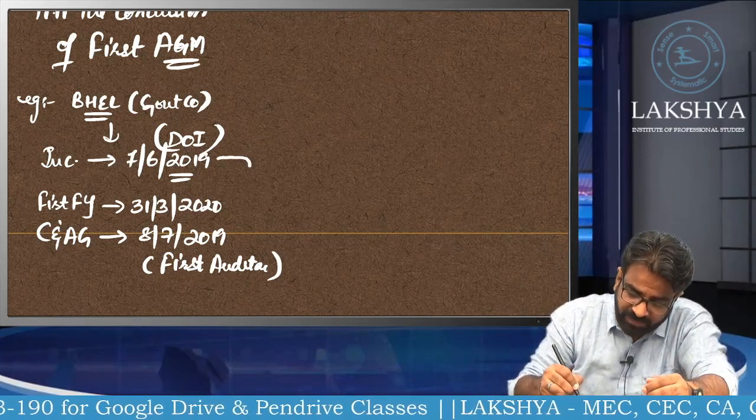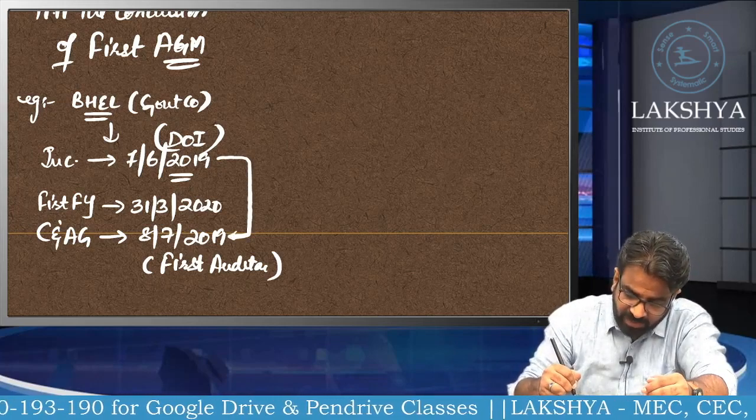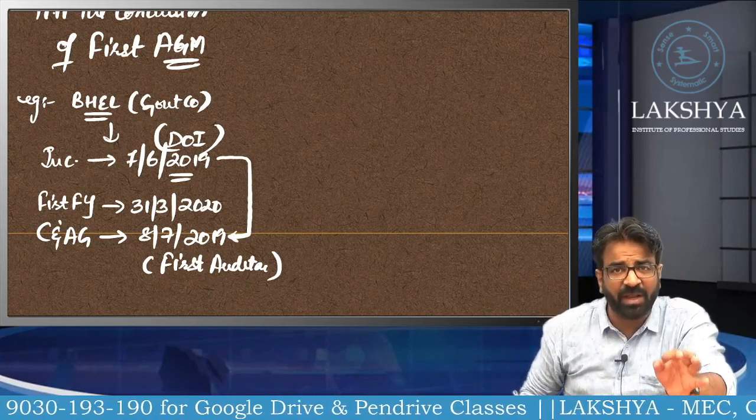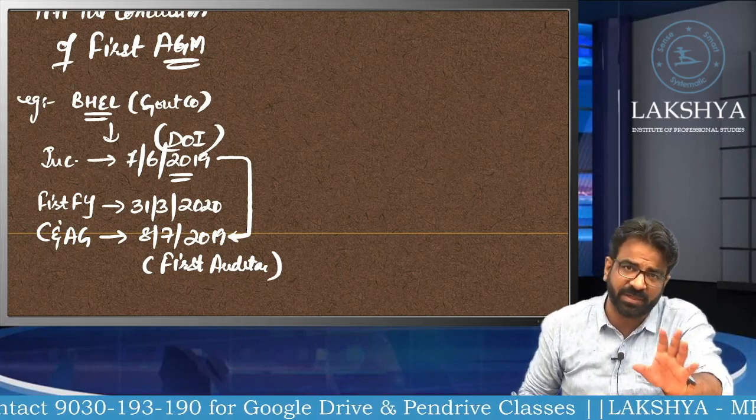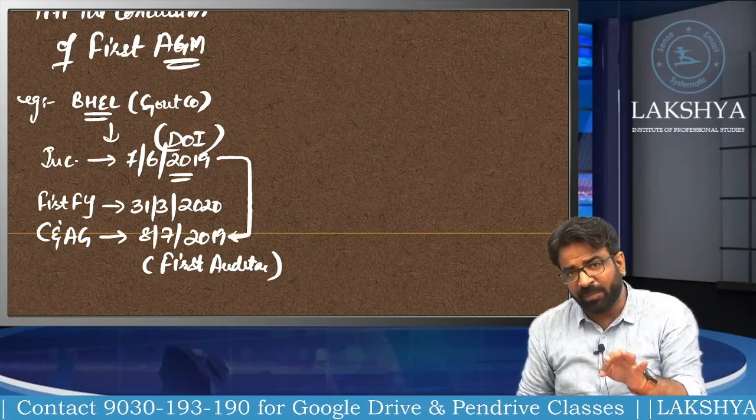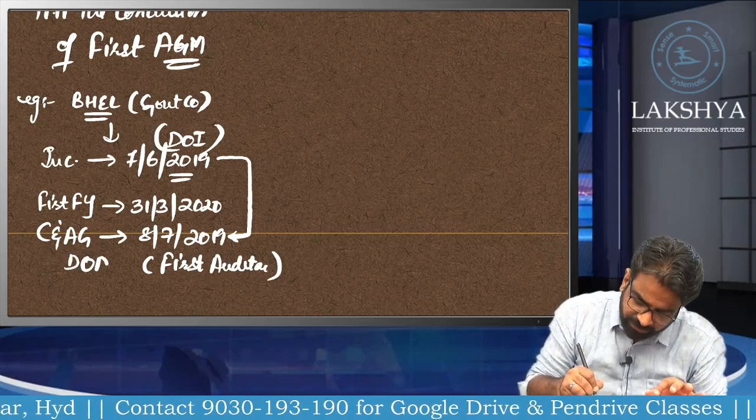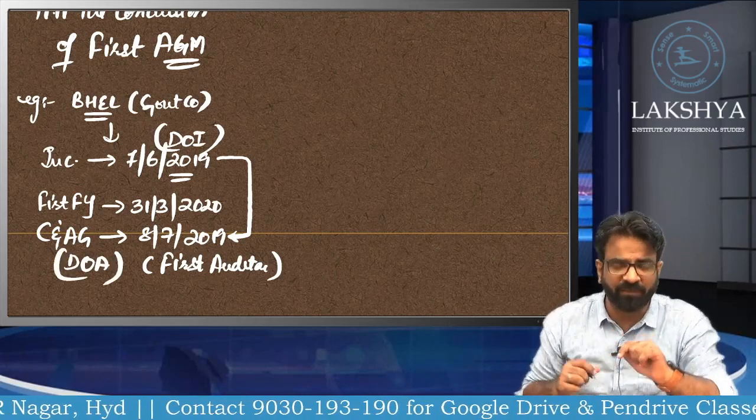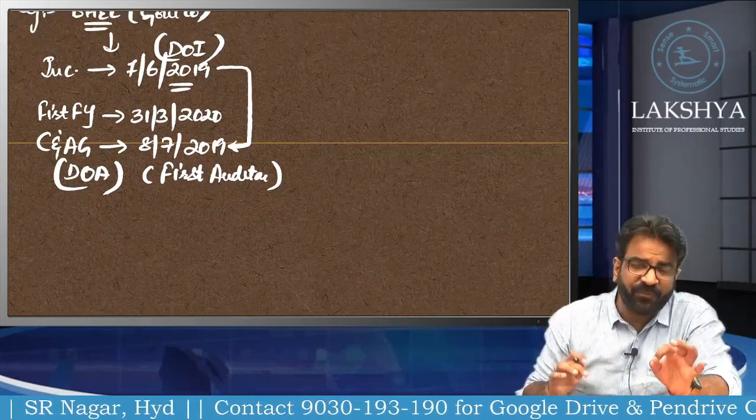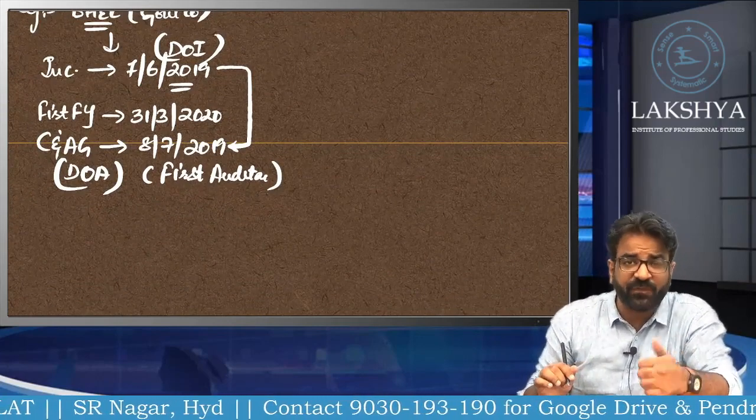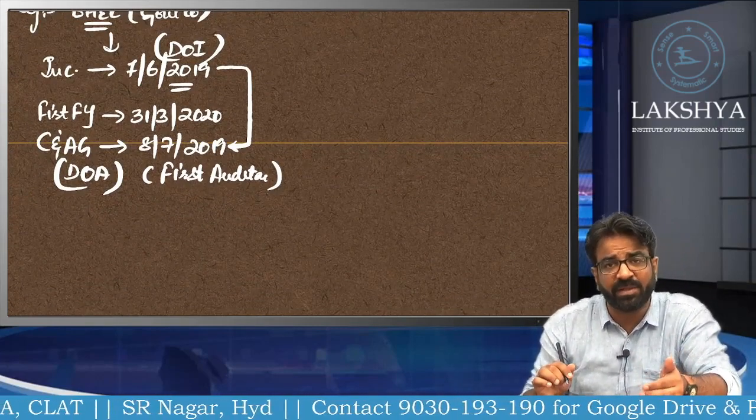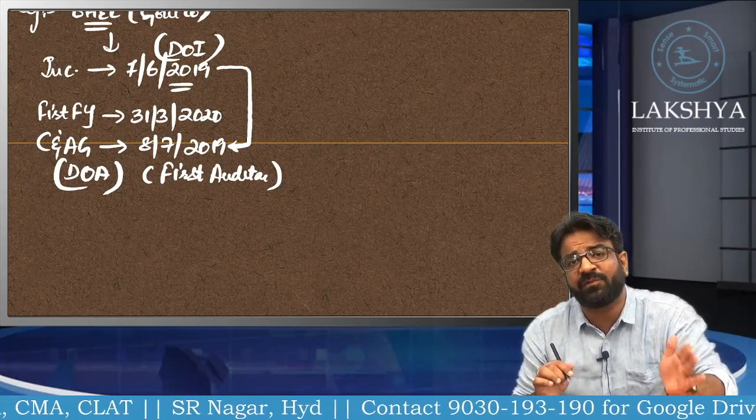So this is the date of incorporation and this is the date of appointment. Is he well appointed within 60 days or not? Yes sir. So is it a valid appointment or invalid appointment? Valid appointment. So this is called his date of appointment. Now when shall the first AGM be conducted? Within 9 months from the end of the first financial year.